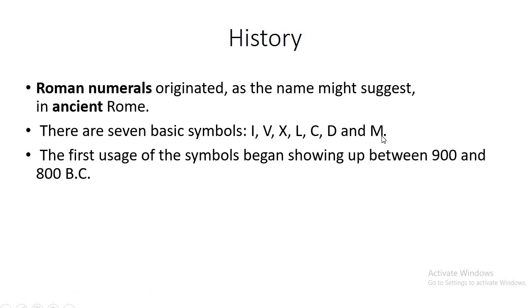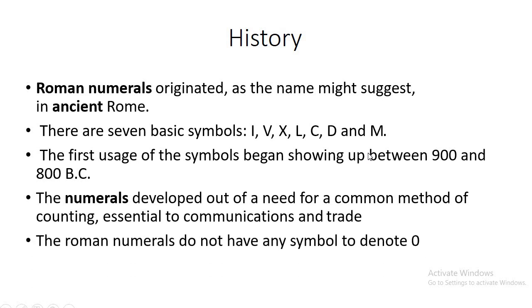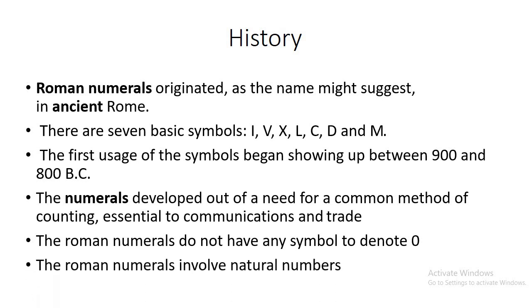The first usage of symbols began showing up between 900 and 800 BC. The numerals developed out of the need for a common method of counting, essential to communications and trade. The Roman numerals do not have any symbol to denote zero, so they deal with natural numbers only.